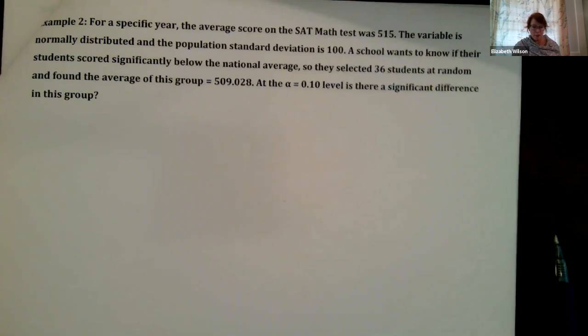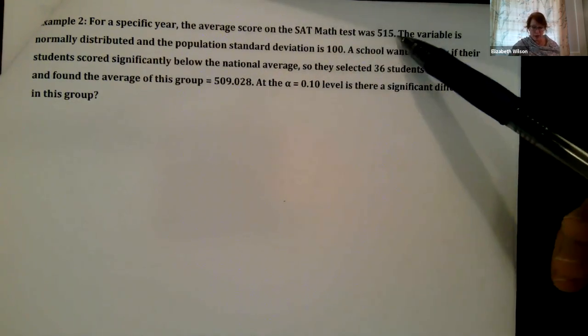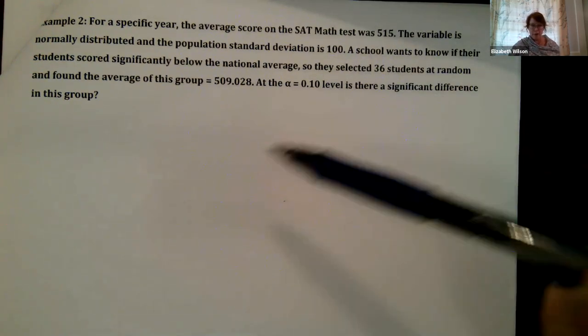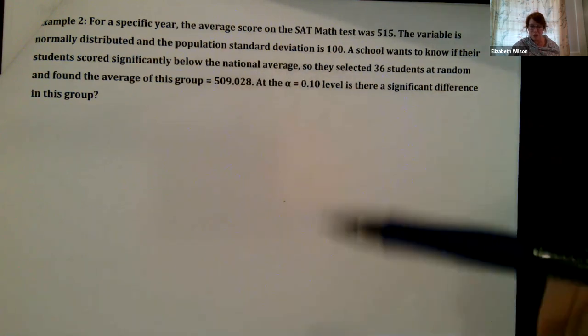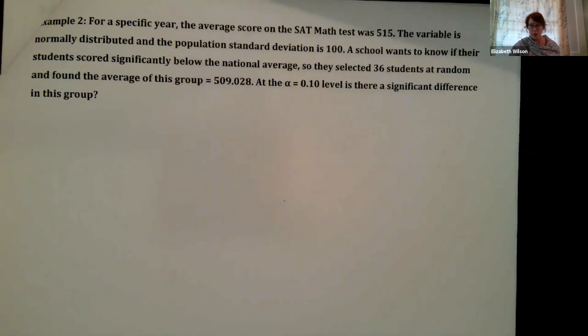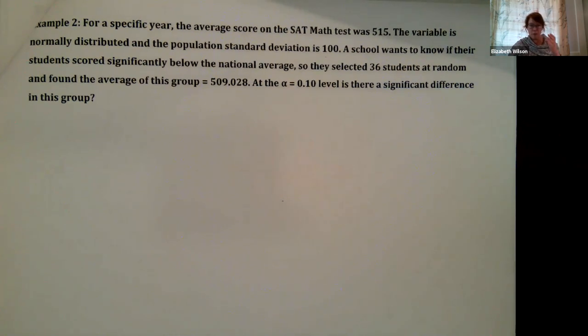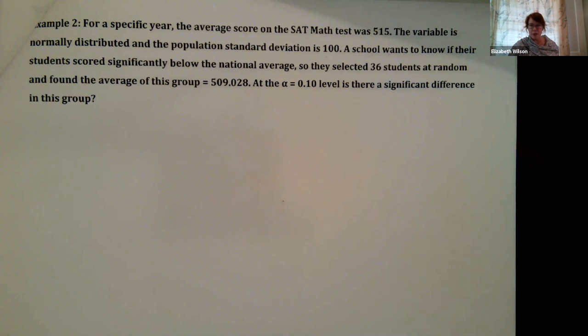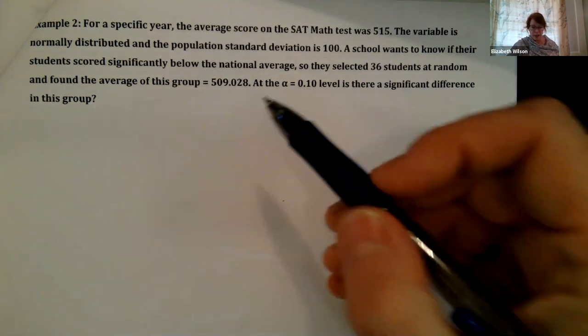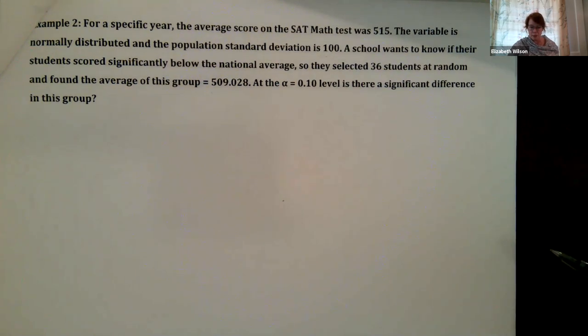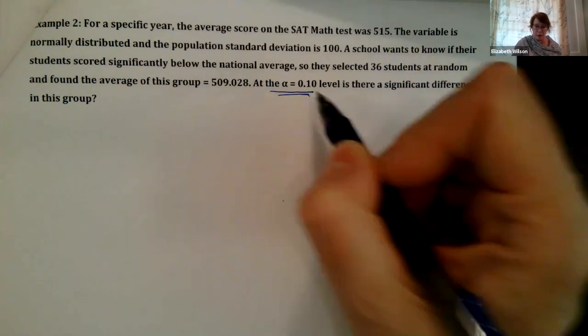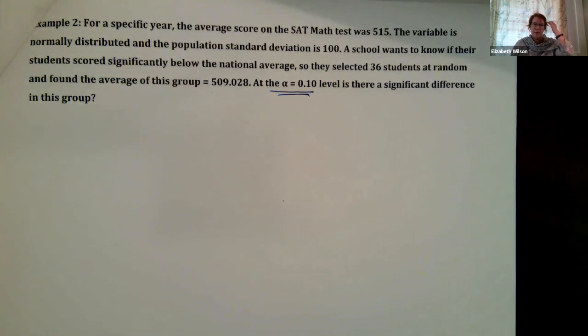All right, so for a specific year, the average score in the SAT math test was 515. This variable, the scores, is normally distributed in the population, and the standard deviation is 100. A particular school wants to know if their students scored significantly below the national average. So they selected 36 students at random from their population, and they found that the average of this group was 509.028. So at the alpha 0.1 level, is there a significant difference in this group? Just to let you know, experimentally, alpha 0.1 is a pretty high alpha that wouldn't be considered a valid statistical difference, but we're doing this just so you can see all the different values that we're choosing.